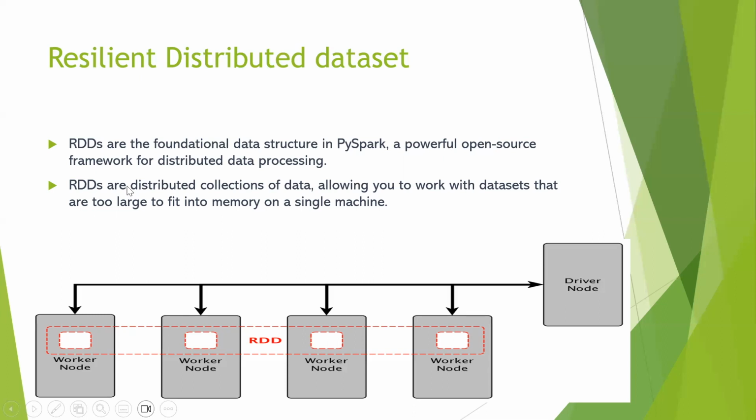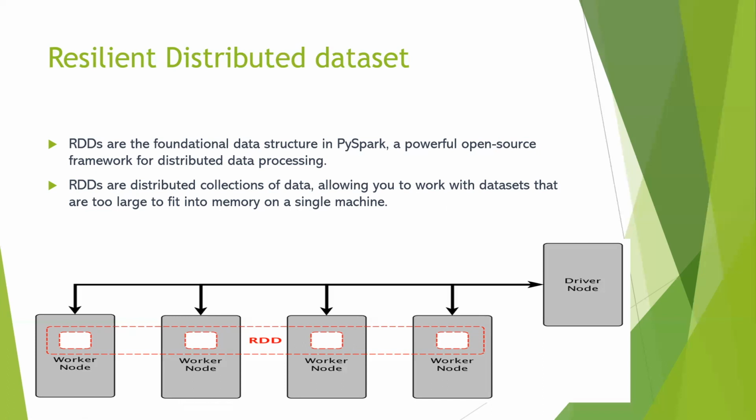These are distributed collections of data, allowing you to work with data sets that are too large to fit into memory on a single machine. In the diagram, there is a driver node and multiple worker nodes. This diagram I have also taken from Google. You have the data in multiple worker nodes, and all the worker nodes are processing data in parallel. So there is one data structure, RDD, which contains the data across the nodes.